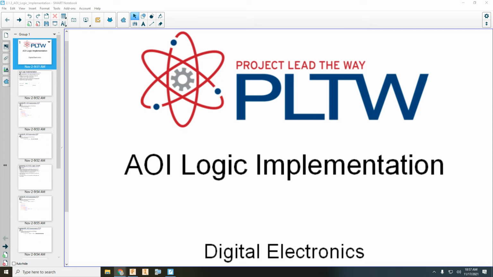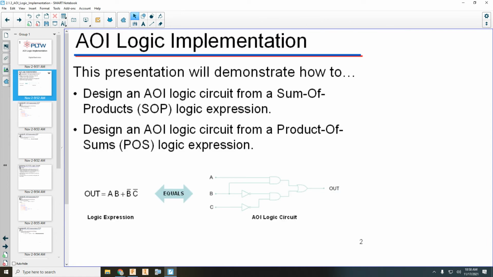Okay, here we are with our third section of the trilogy of logic. This is logic implementation. So now if we are given an equation, we can sketch the circuit, and of course to test that the circuit is right, we also need to know how to get the truth table, which we did in the past sections.